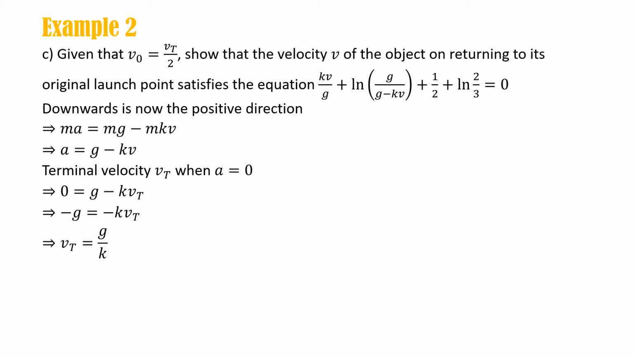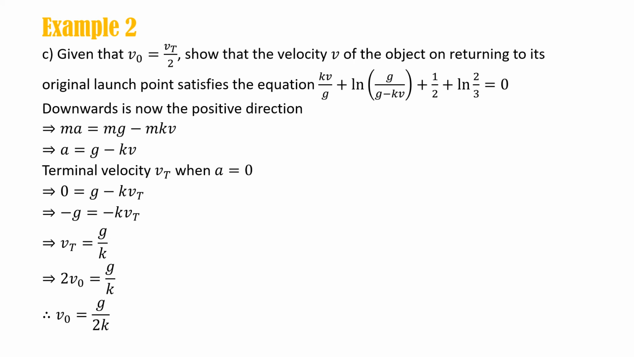Now, it was given to us that vt on 2 is equal to the initial velocity, so that means twice the initial velocity must be our terminal velocity. So I can switch out terminal velocity, therefore twice our initial velocity. Divide both sides by 2, and we get that our initial velocity must be g on 2k.